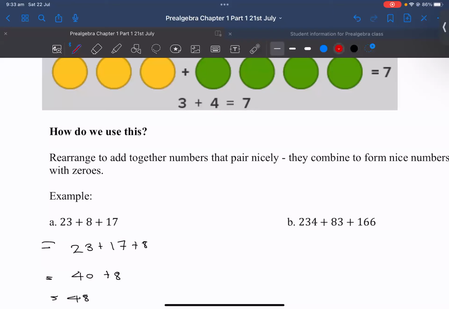So in general, you should be looking for pairs of numbers that add up to make zeros. So for example, we have 1. You want to pair that up with it.